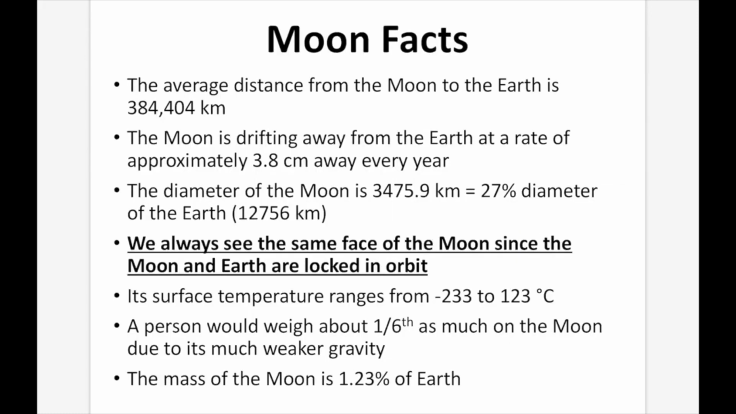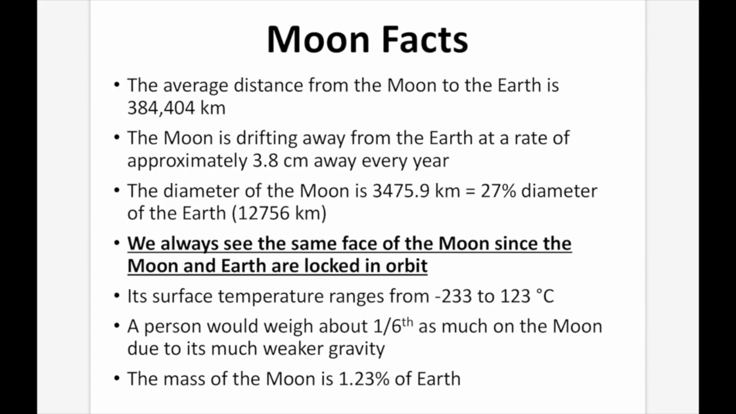Moon facts. The average distance from the moon to the Earth is 384,404 kilometers. The moon is drifting away from Earth at a rate of approximately 3.8 centimeters every year. This means that the moon used to be a lot closer and therefore a lot bigger in our sky a long time ago. The diameter of the moon is 3,475.9 kilometers, which is about 27% the diameter of Earth.